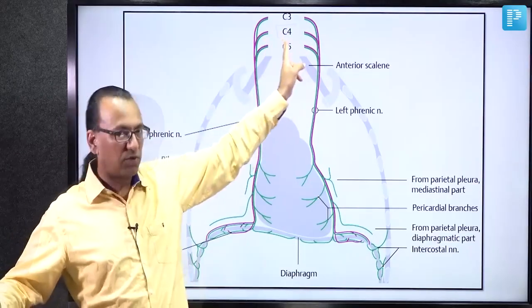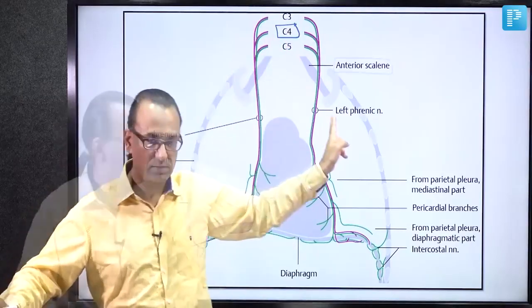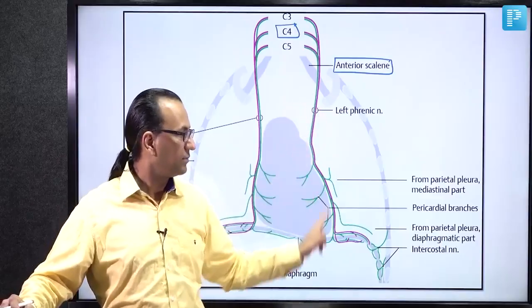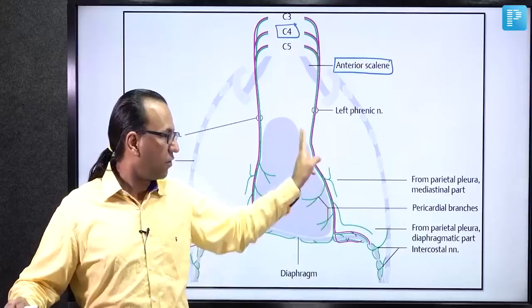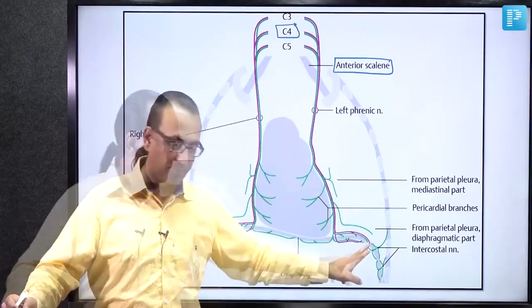The chief value is C4, and it passes anterior to scalenus anterior muscle, and then enters the thorax, lies anterior to the hilum of the lung on either side, running on the lateral aspect of the pericardium covering the heart, and then reaches the diaphragm down here.